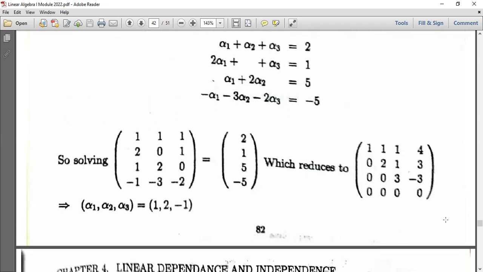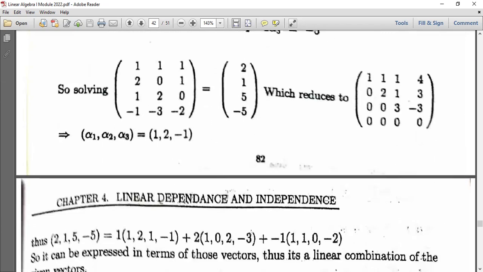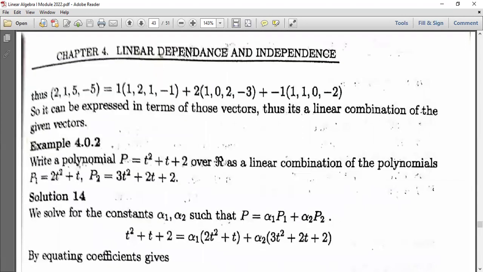So we can now write our vector. It means that this vector here has alpha 1 as 1, alpha 2 as 2, and alpha 3 as negative 1. So it can be expressed in terms of those vectors. Thus, it's a linear combination. That's what we mean by a linear combination. Let's have a look at another quick example.